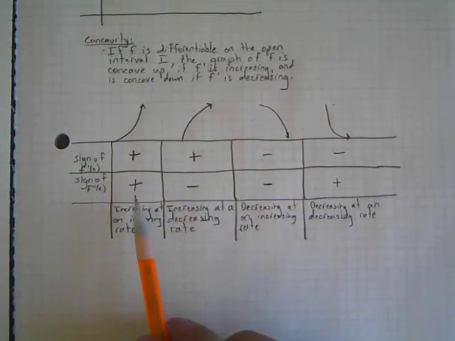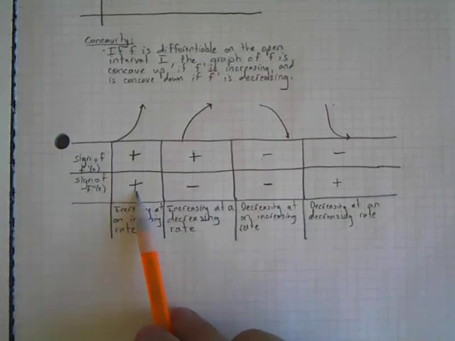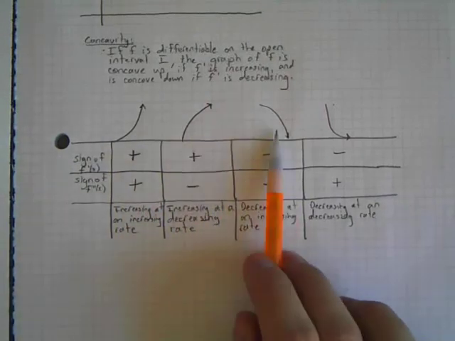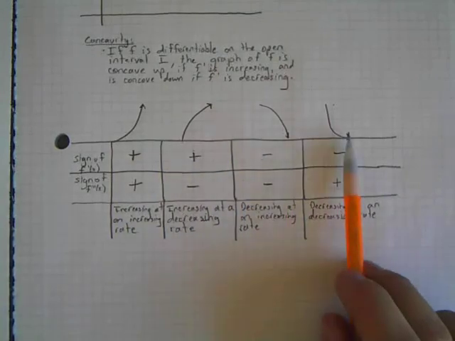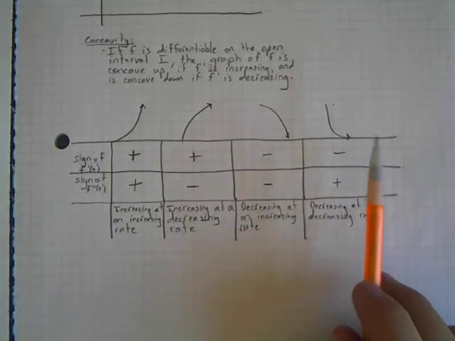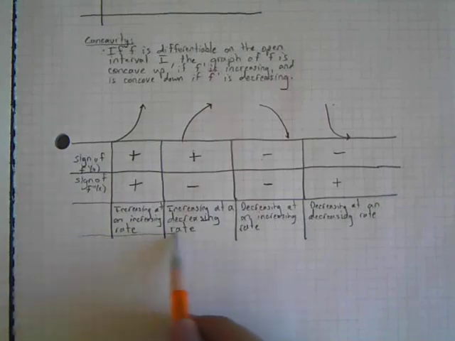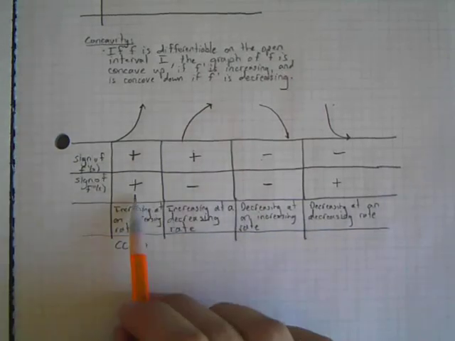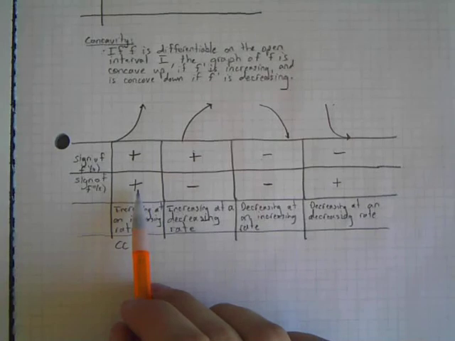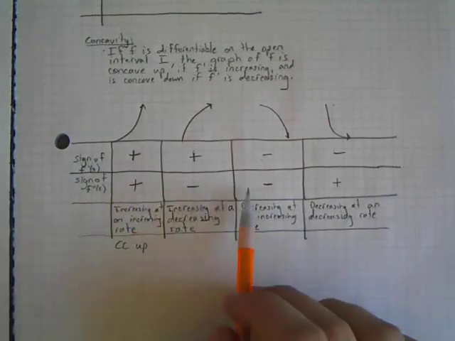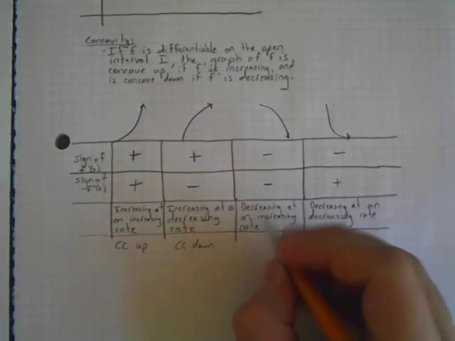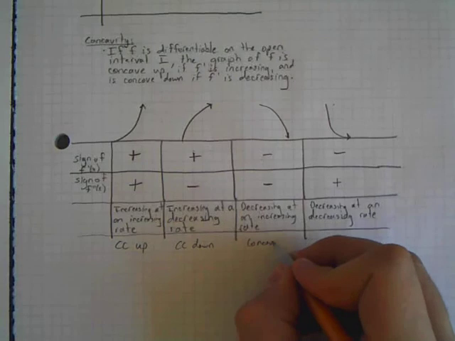Notice the signs of the derivative. Second derivative here is positive with a concave up function, negative for the two concave down functions, and positive for the other concave up function. So the conclusion that we can come to here is that whenever we have a positive value for our second derivative, we're going to be concave up. Whenever we have a negative value for our second derivative, we're going to be concave down. And this is called the second derivative test.